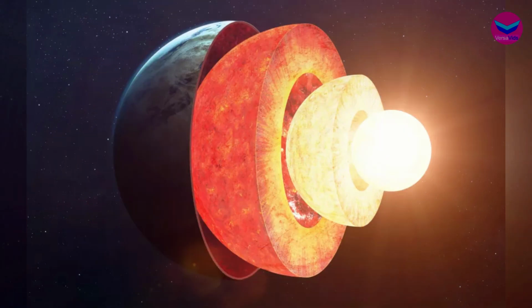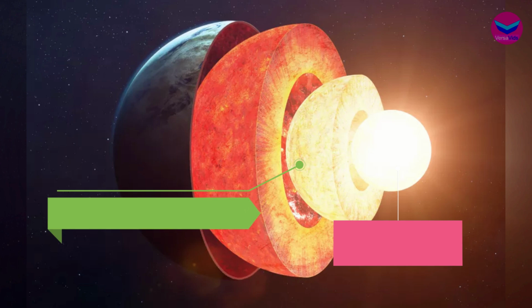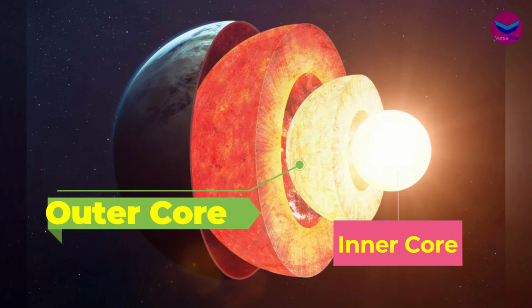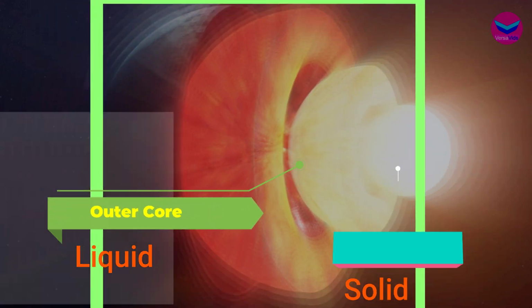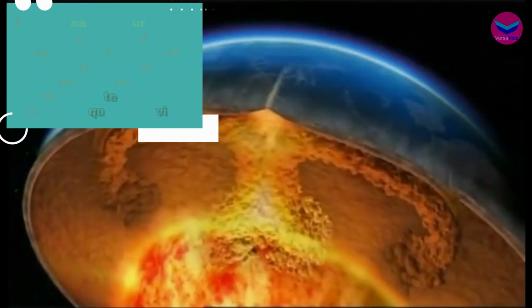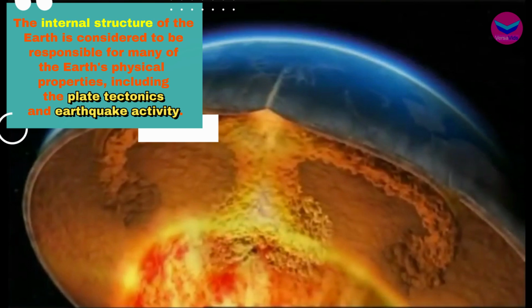The core is the innermost layer of the Earth and is composed of two parts: the outer core and the inner core. The outer core is a liquid layer of molten iron and nickel, while the inner core is a solid layer of iron and nickel. The core is the densest layer of the Earth and accounts for about 15% of the Earth's total volume. The internal structure of the Earth is considered to be responsible for many of the Earth's physical properties, including plate tectonics and earthquake activity.